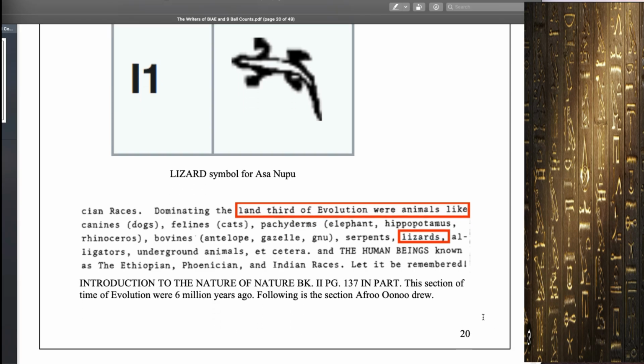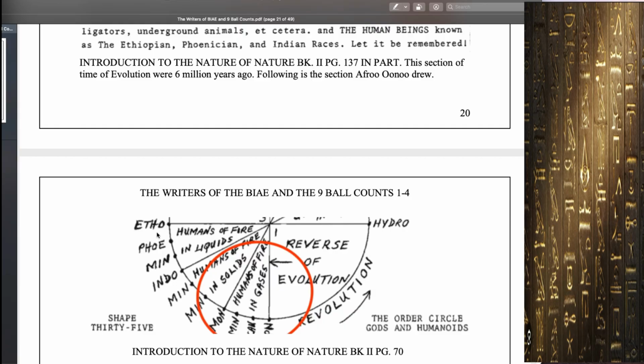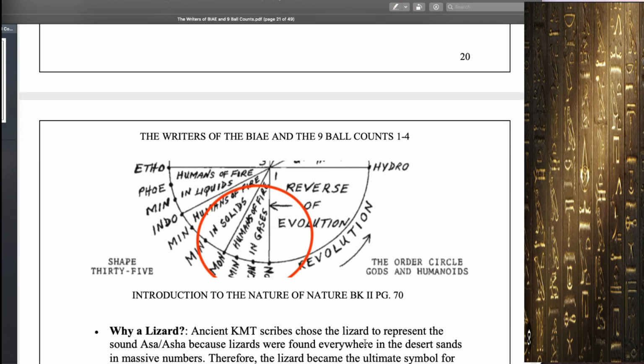Following is the section after Unudru. All right, so where the Ethiopian races beginning of evolution, but the part where it's talking about humans of fire and gases and things like that, this will be the third part of evolution. All right. Introduction to the Nature, Book 2, page 7.